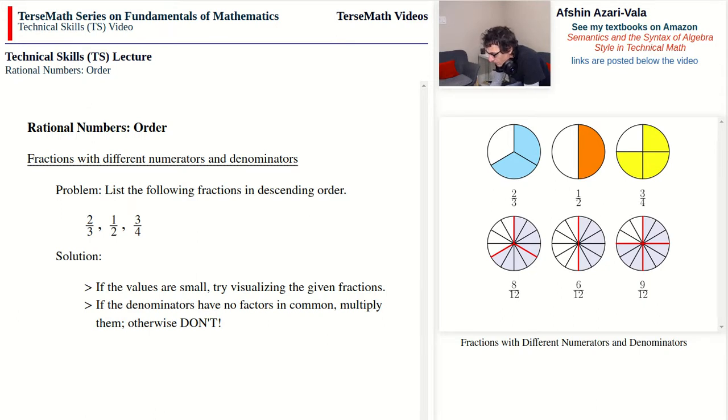But if the numbers have something in common, that's not a good approach. You should not multiply your denominators, and I will show you very soon that if you do that, you can end up with very large numbers to work with, even if you start with small numbers. So that's not a good approach. Again, you only multiply your denominators if they have absolutely nothing in common.